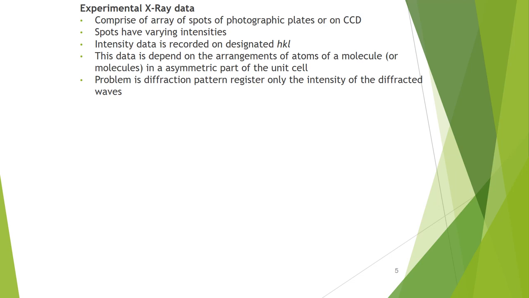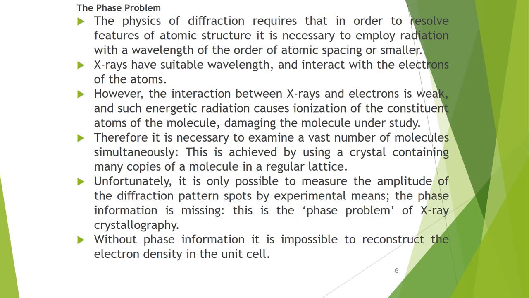Experimental X-ray data comprises an array of spots on photographic plates or on a CCD. The spots have varying intensities. Intensity data is recorded on the designated HKL Miller indices. This data depends on the arrangement of atoms of the molecules in an asymmetric part of the unit cell. The problem is that the diffraction pattern registers only the intensity of the diffracted waves. This is the phase problem that we face in XRD techniques.